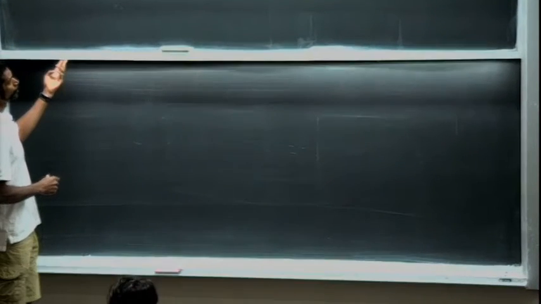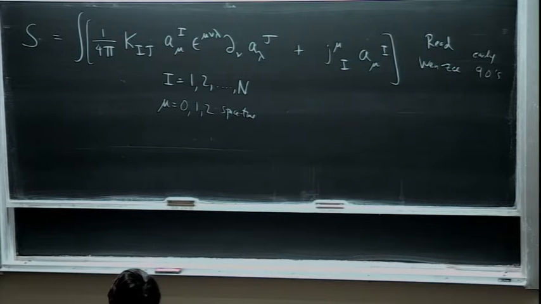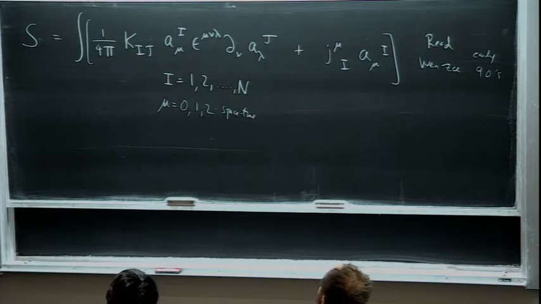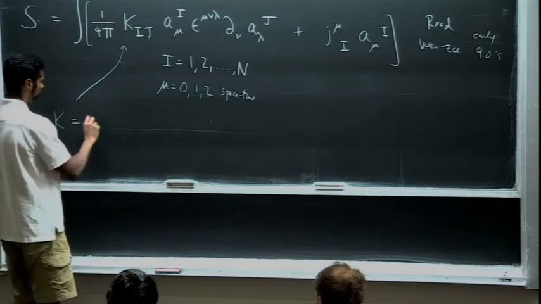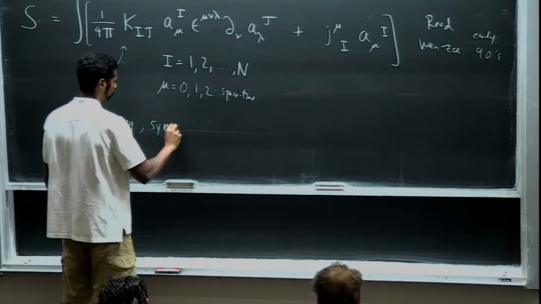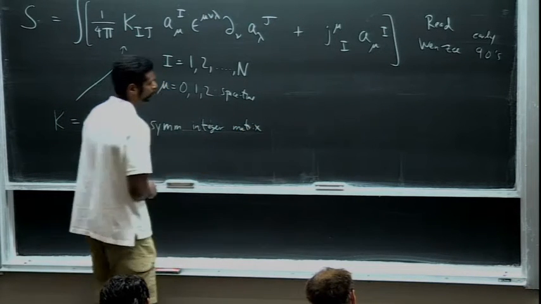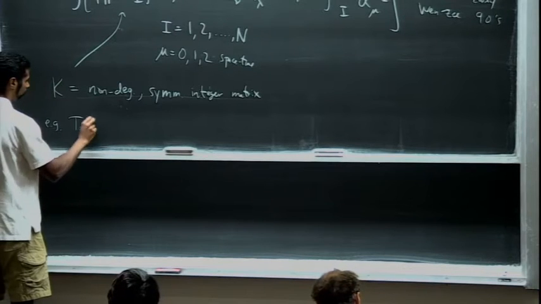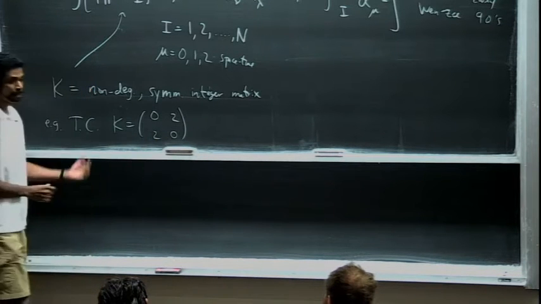Okay. In order to do that, I want to massage this into a form in which it's a little bit easier to use and talk about in more generality. This matrix K is assumed to be a non-degenerate symmetric integer matrix. Okay, we already saw one example. The example for the Toric code was a 2 by 2 off-diagonal matrix with 2s off diagonal.